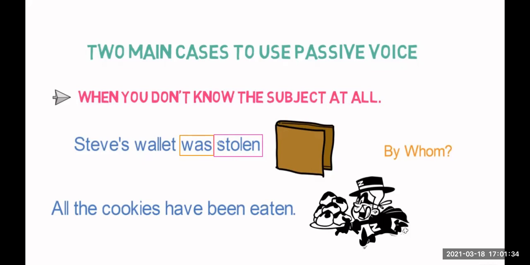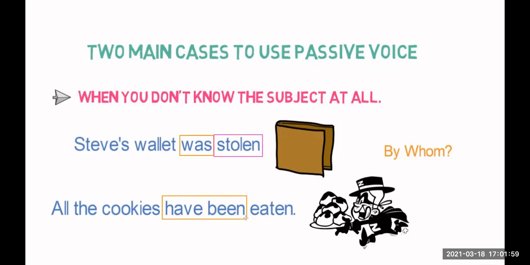Because the second verb is always in the past participle. Okay, so let's see here. The second sentence, what is the tense of the second sentence? Present perfect. Present perfect, right? For the present perfect, we need the auxiliary verb have, and we need a verb in the past participle.